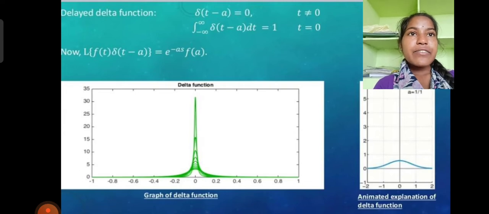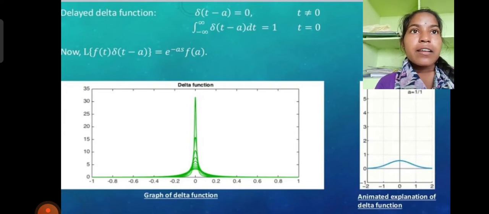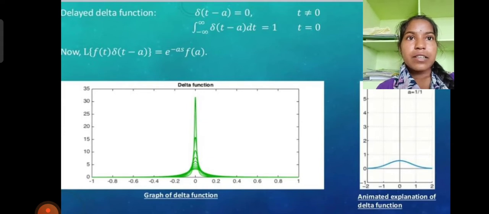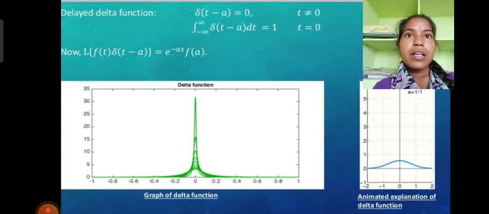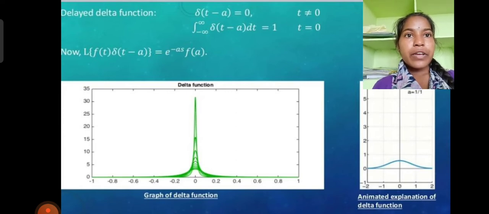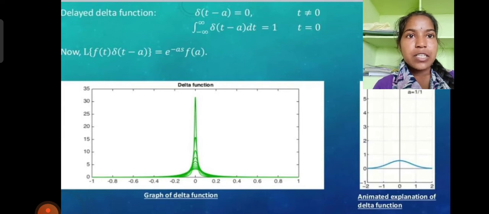Delayed delta function. Now Laplace of f of t delta of t minus a is equal to e to the power of minus as F of s. Graph of delta function. Now Laplace of f of t delta of t minus a is equal to e to the power of minus as f of a. This is the delta function.